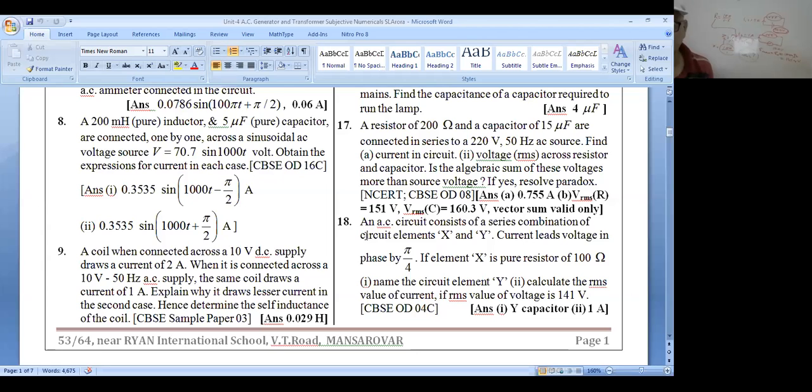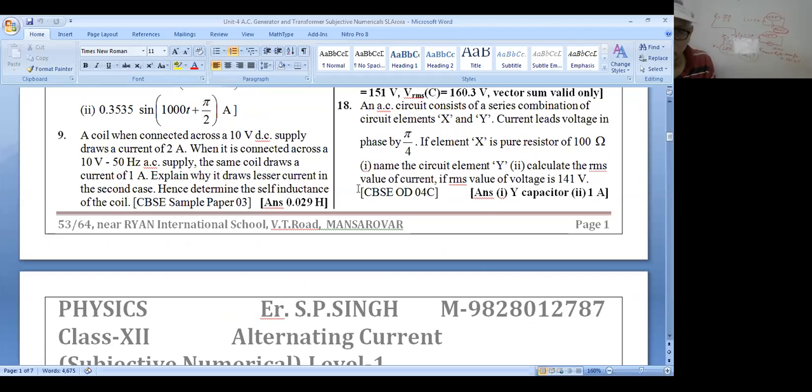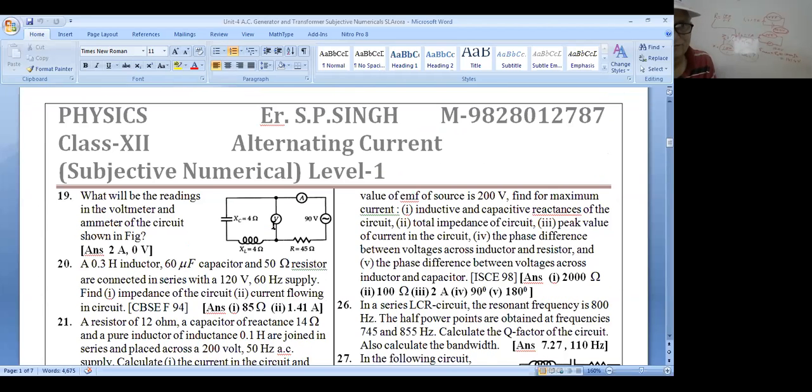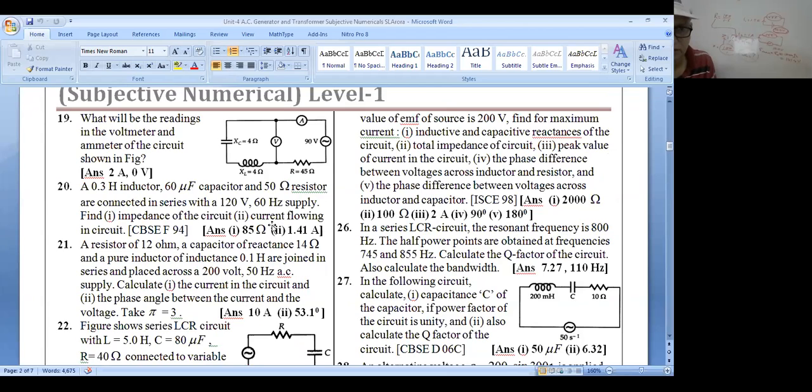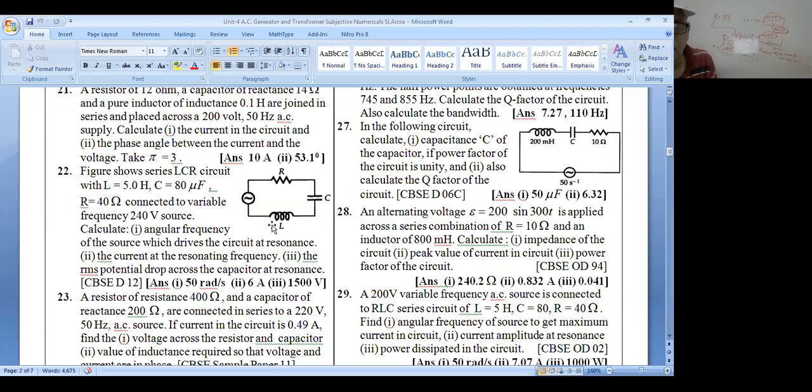I will show you the concept here, and how to solve other questions also. You can solve them easily. I'm taking this question, series RLC circuit. I'm taking all the three, R, L and C: resistance, inductance and capacitance, all the three at once. This is called series RLC circuit.